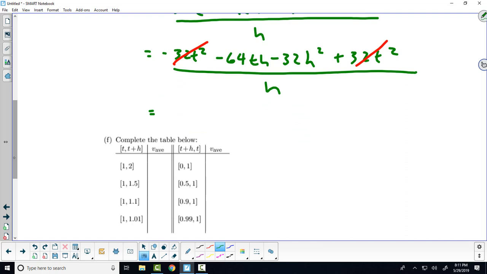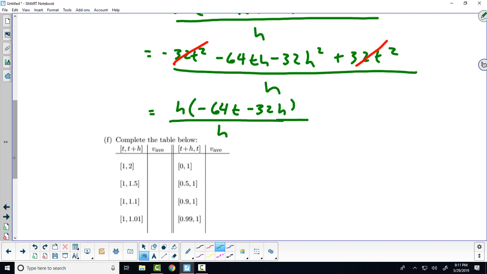Okay? This gives me h times negative 64t minus 32h all over h. What did I just do there? Oops. I made a mistake, first of all. It should be h. There. What did I just do there? Factored an h out. Okay? Folks, do you have to show me that step?